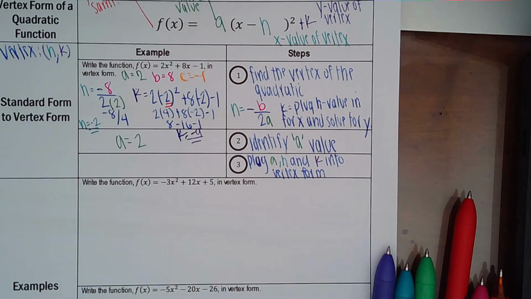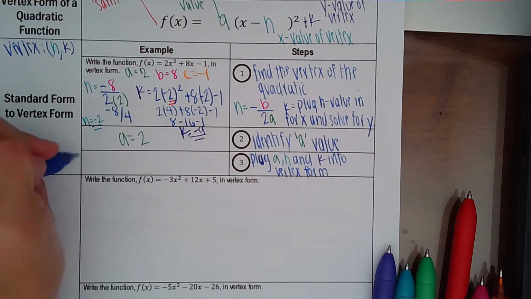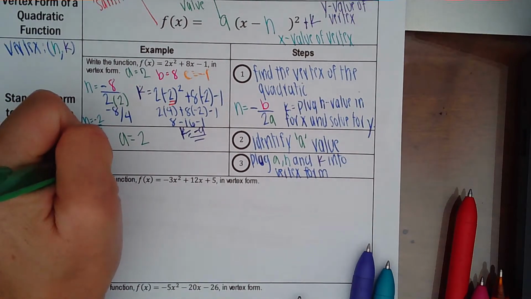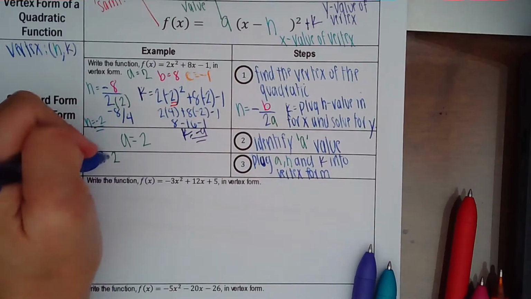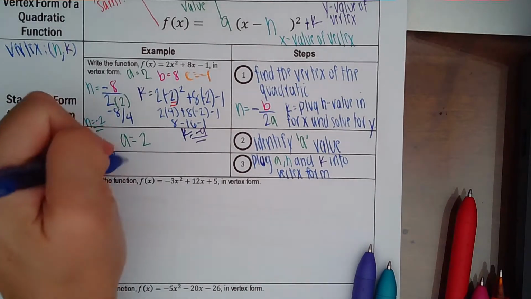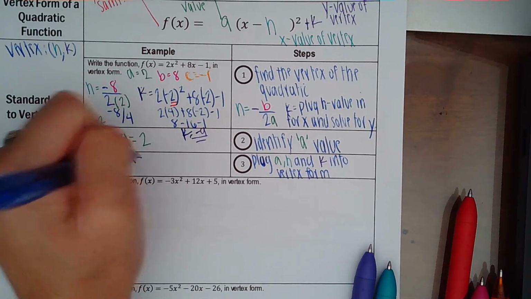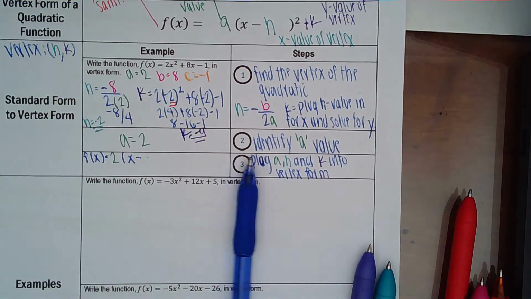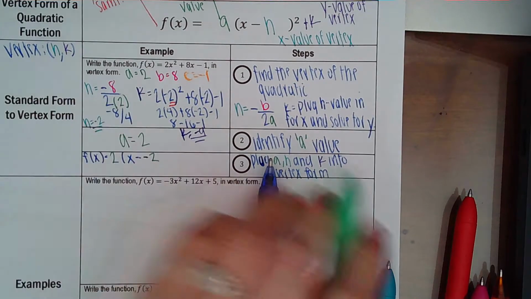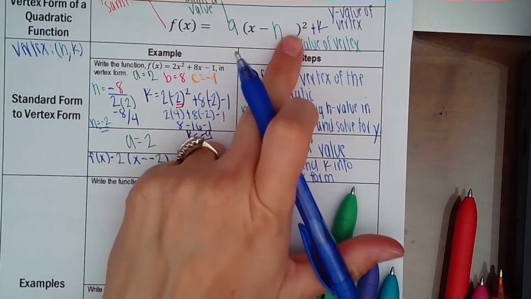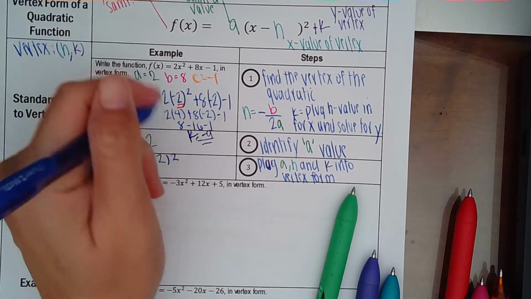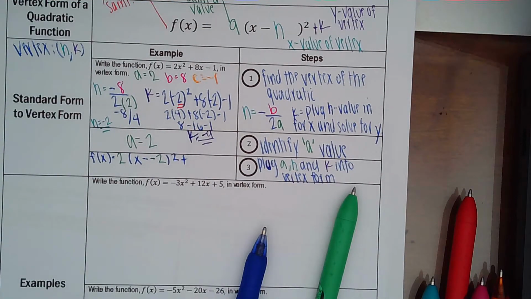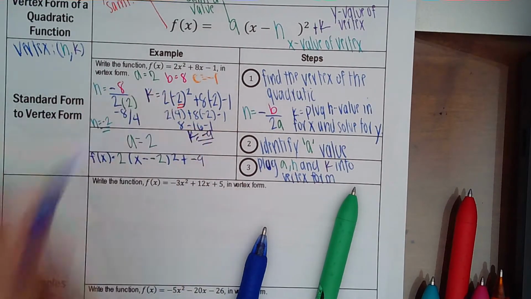Let's go ahead and plug it in. I'm going to color code the first one. I'm going to say f of x, and remember it's my a value, which I know is 2, equals 2, oops, forgot my equal sign. Equals 2, parentheses, x minus, and it was a negative 2, so negative 2, parentheses, squared, right? Plus, and then my k value is a negative 9.